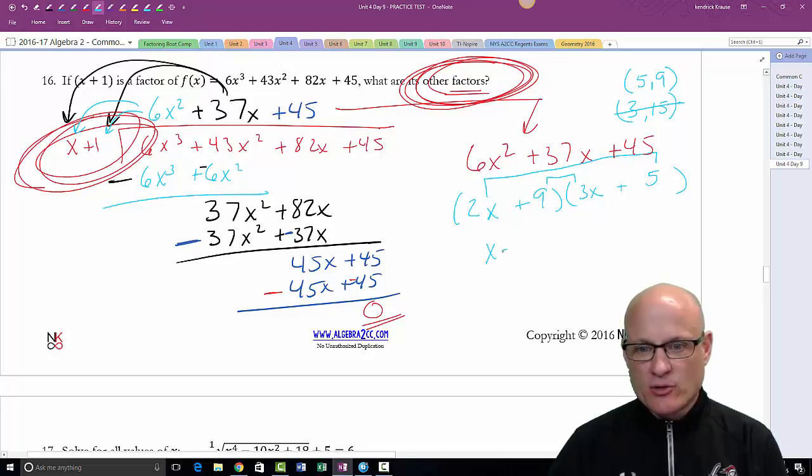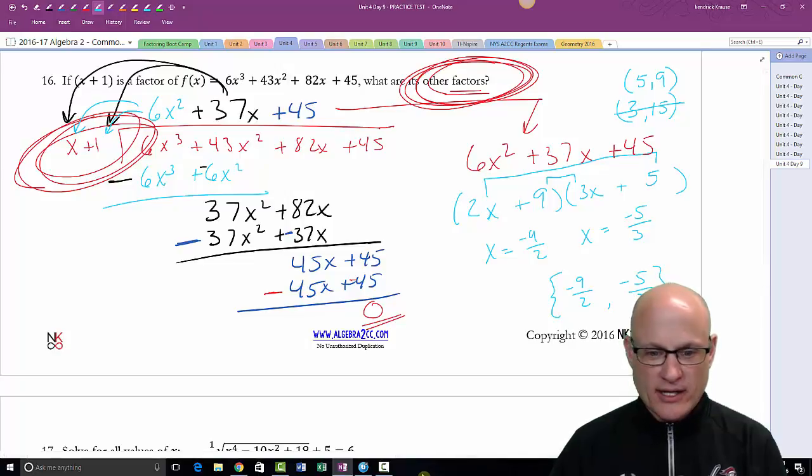So this is x equals negative 9 over 2 and x equals negative 5 over 3. So those are my answers: negative 9 over 2 and negative 5 over 3. Sorry about that. I got a little brain fart there.